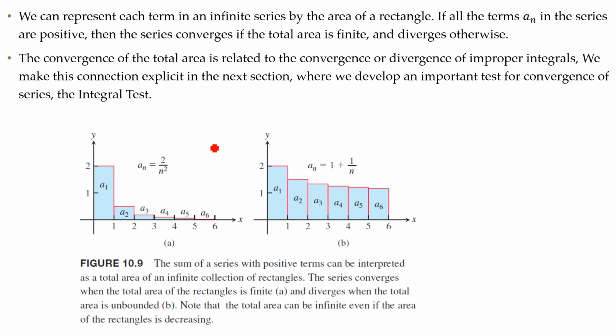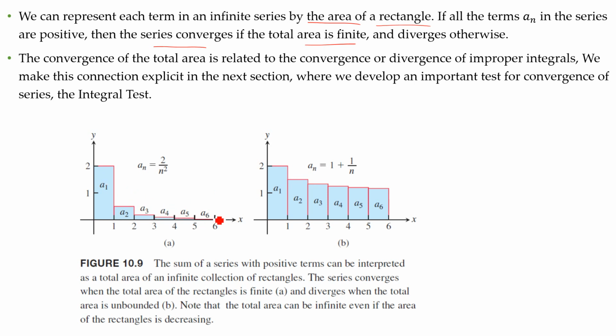Now, in order to visualize this series, we can represent each term in the infinite series by the area of a rectangle, like shown in both figures. If all the terms a_n in the series are positive, then the series converges if the total area is finite, and diverges otherwise.